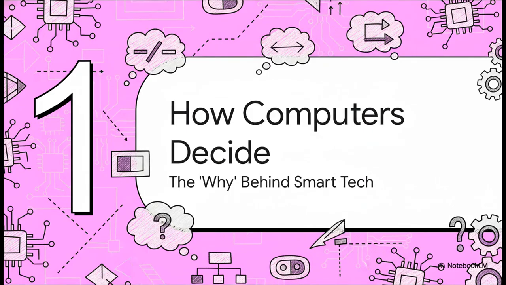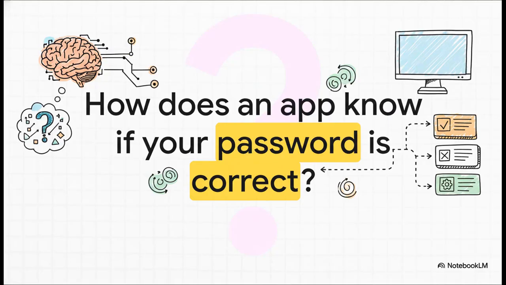So, first up, how do computers actually make decisions? What's really going on behind the screen of all the smart tech we use every single day? I mean, really think about it for a second. A computer doesn't have gut feelings or intuition, right? It just follows instructions. So how in the world does it know that you've typed in the right password? What instruction is it actually following?